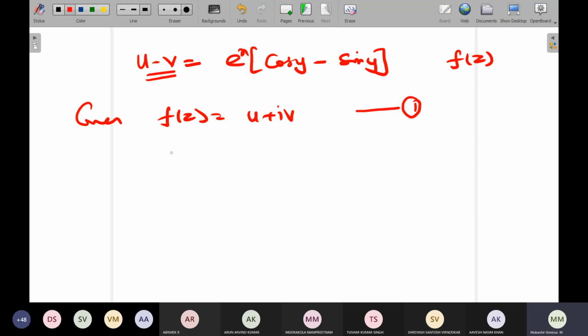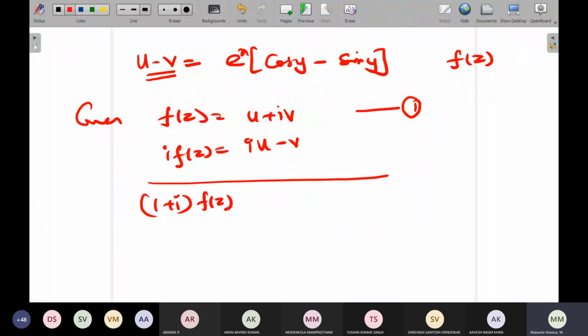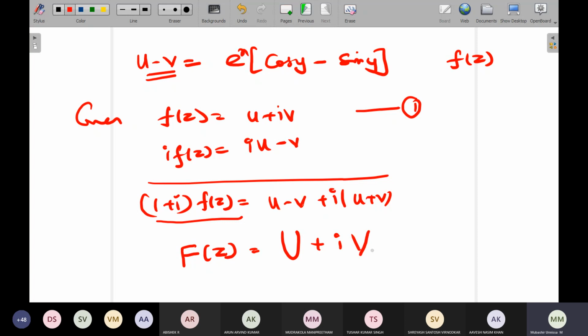Suppose you multiply this equation by i, you will get i into f of z equals iu minus v. Now add these. When you add, you'll get 1 plus i into f of z equals u minus v plus i into u plus v. Now you can replace this. So 1 plus i into f of z, you write as capital F of z, this as capital U, and this as capital V. Now tell me what is given in the problem.